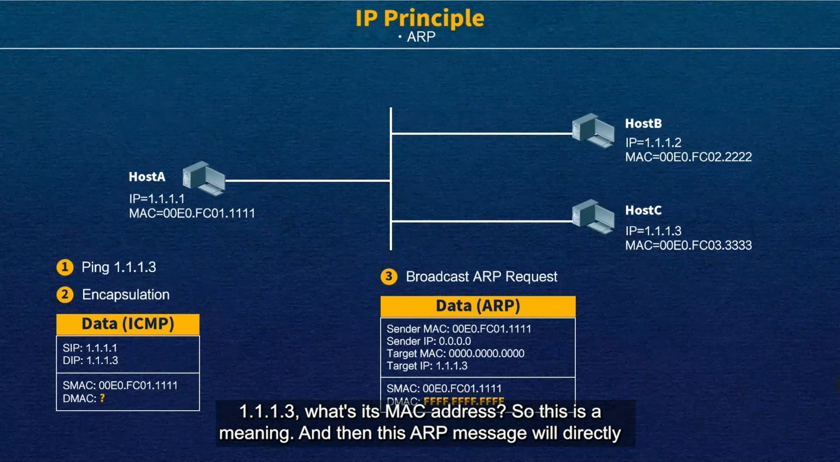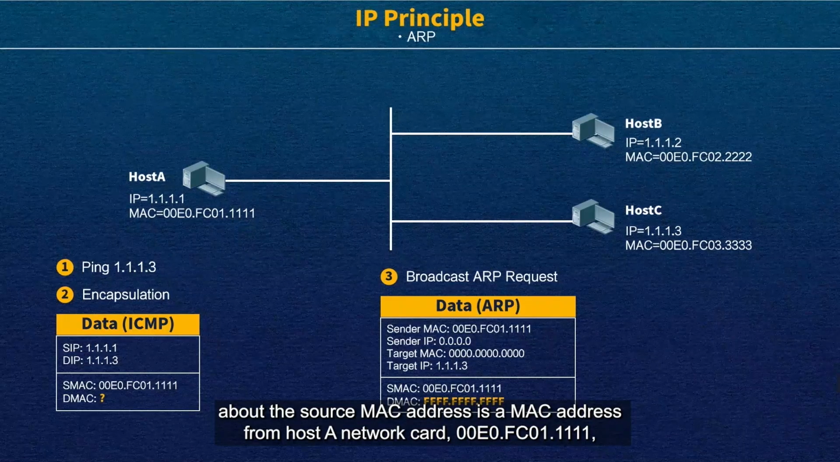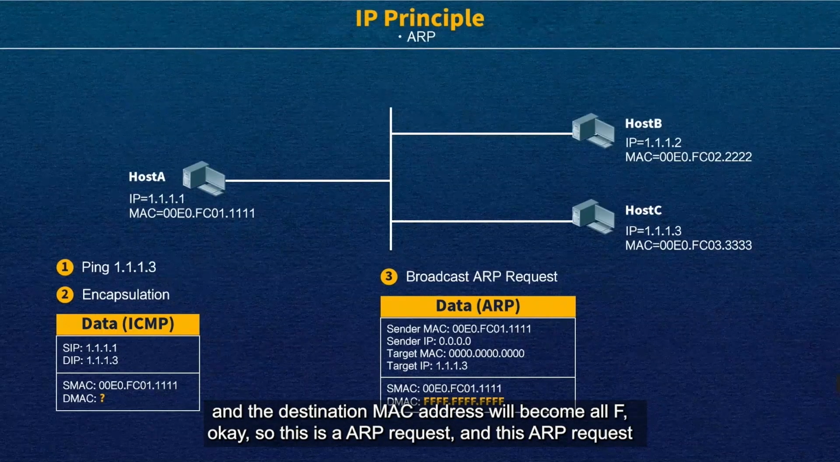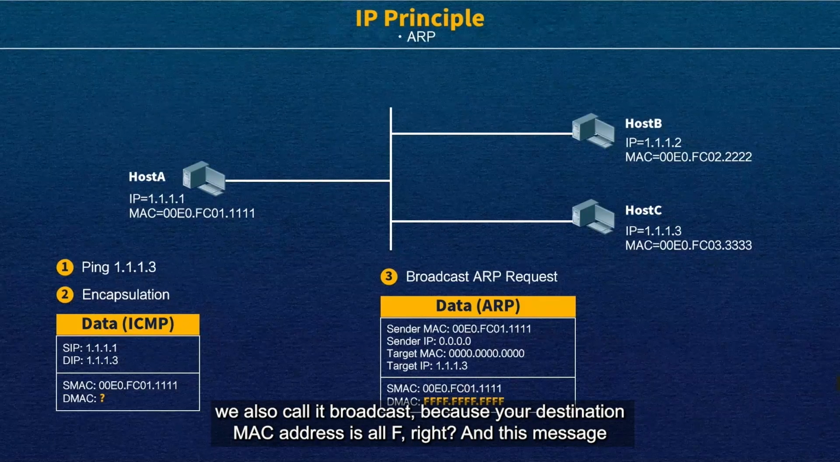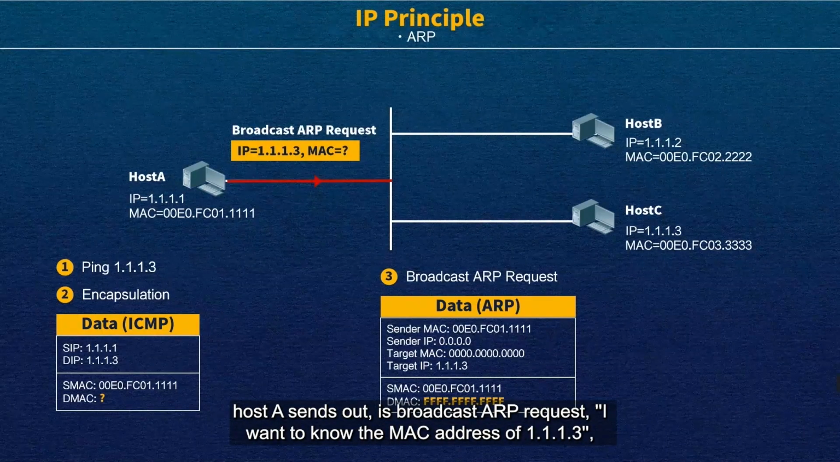And then this ARP message will directly get the data link layer header added. That means adding the source MAC address and the destination MAC address. The source MAC address is the MAC address of host A's network card, 00E0FC01, and so on. And the destination MAC address will become all F. Okay, so this is the ARP request. And this ARP request is also a broadcast because your destination MAC address is all F, right? And this message host A sends out is a broadcast ARP request.